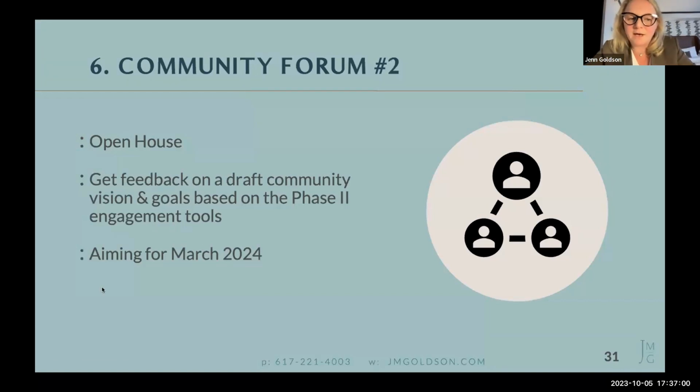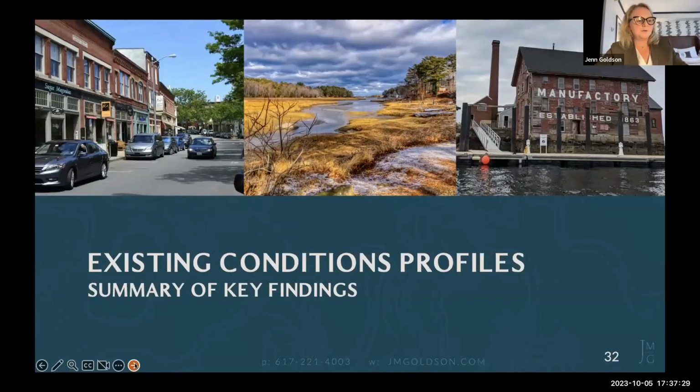And then, this process is very iterative. So then we want to have a forum to show you, all right, this is what we're hearing from people. This is a draft vision and goal statement and some core themes that are coming out of that engagement. What do you think of it? How would you change it? What would you add to it? And so that community forum will happen in March. And then from there, we'll revise and refine the vision and goals before we move into the next phase, the strategy phase. All right. So I just really wanted to get you excited about what's coming up.